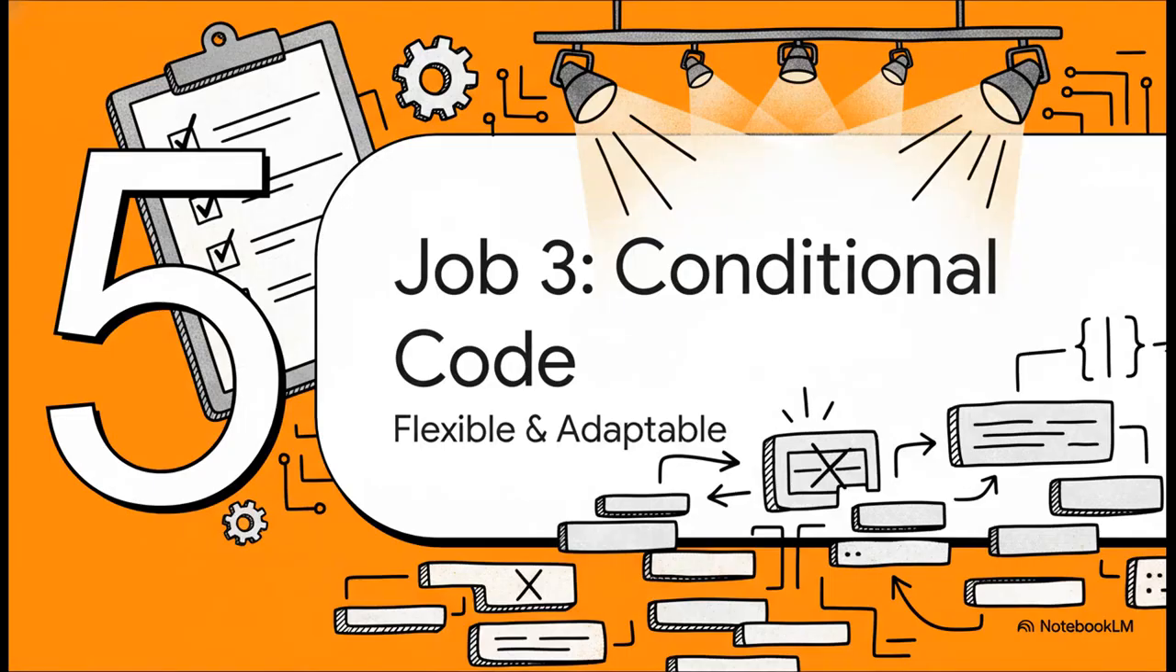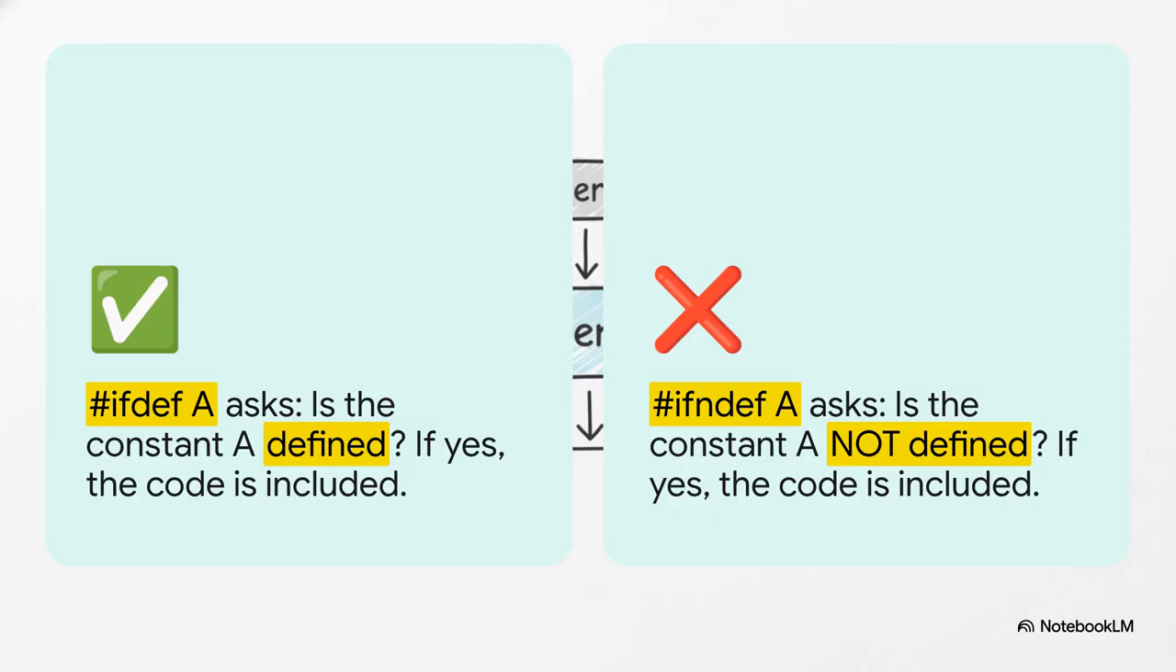Okay, now for what is arguably the most powerful job of them all, conditional compilation. This lets our stage manager decide which parts of the script, which lines of your code, even get handed to the director in the first place. It lets you build incredibly flexible and adaptable programs. The most basic checks are #ifdef, then #ifndef. #ifdef A is just asking the question, hey, has the constant A been defined somewhere before this line?